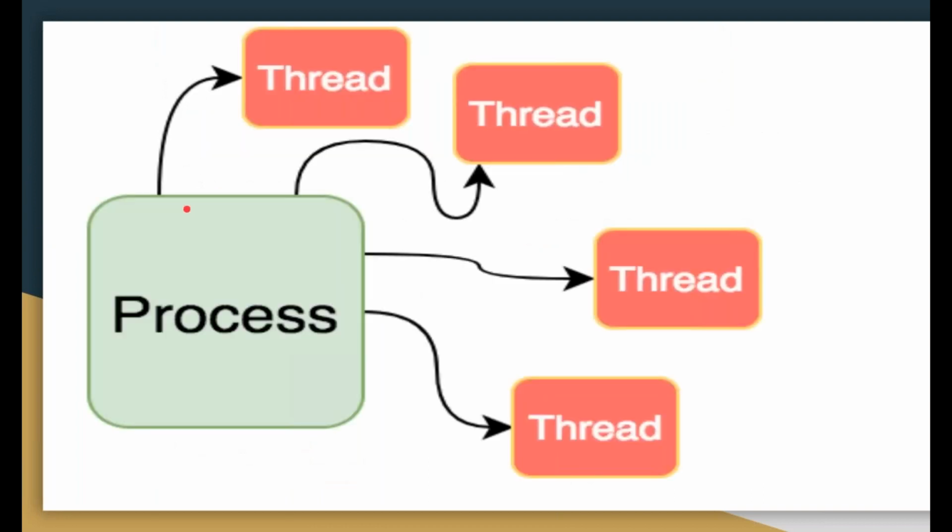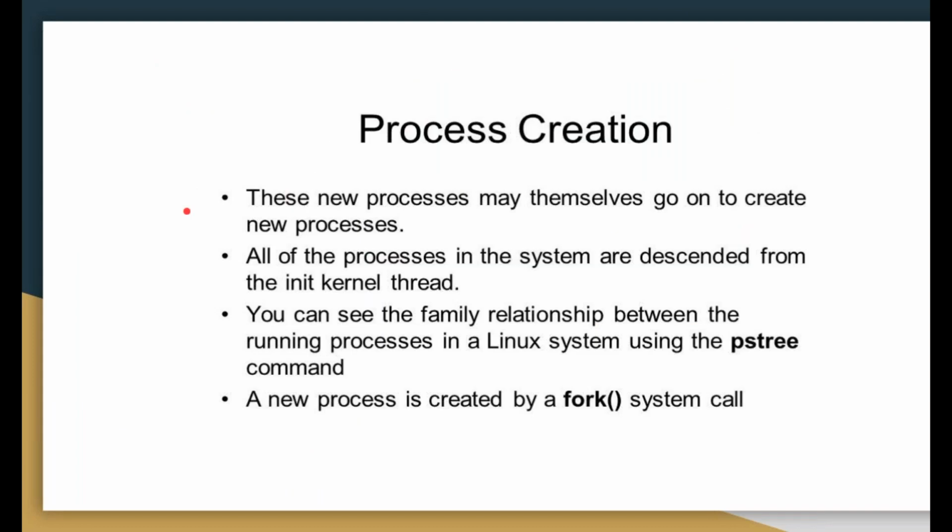Then I discussed process management, how to create a process. There are three methods: process execution, process forking, and wait. So three for process creation.